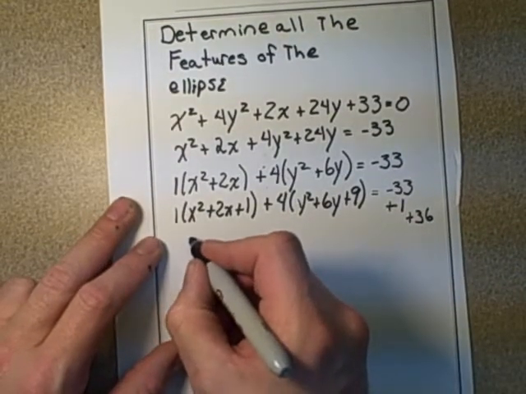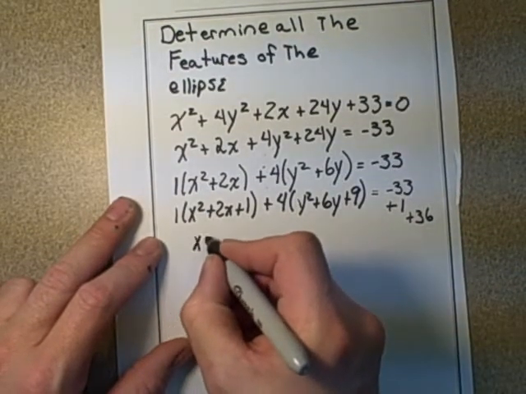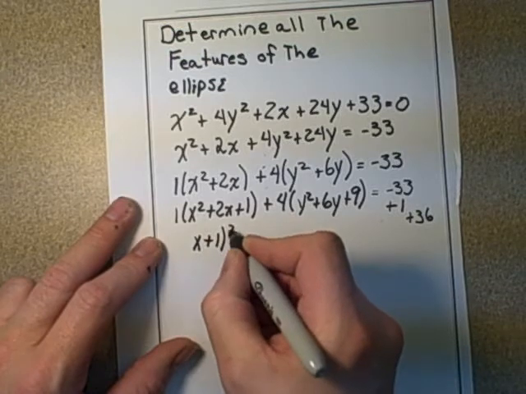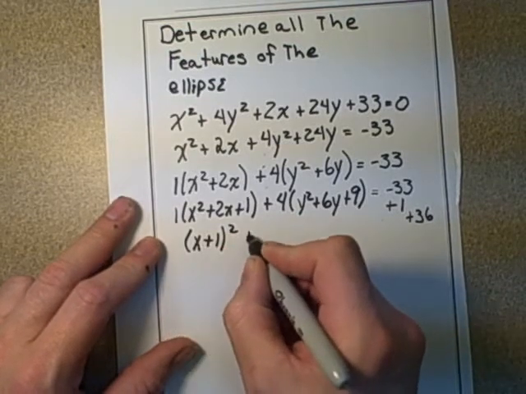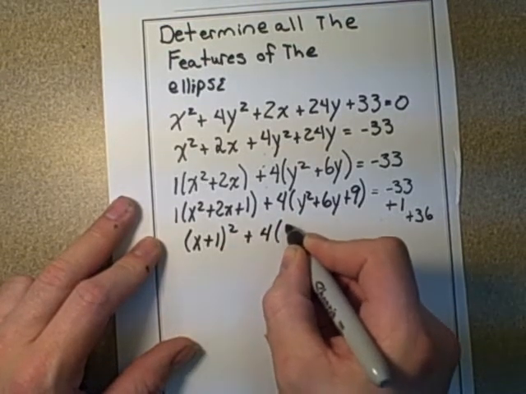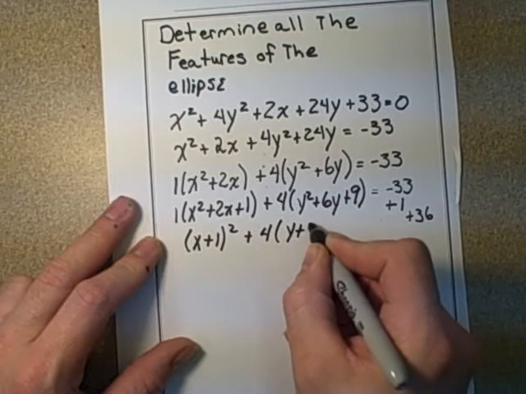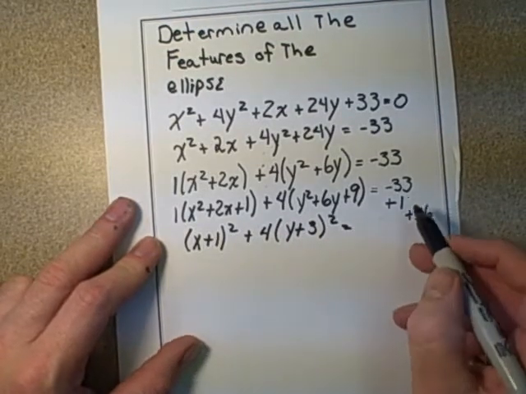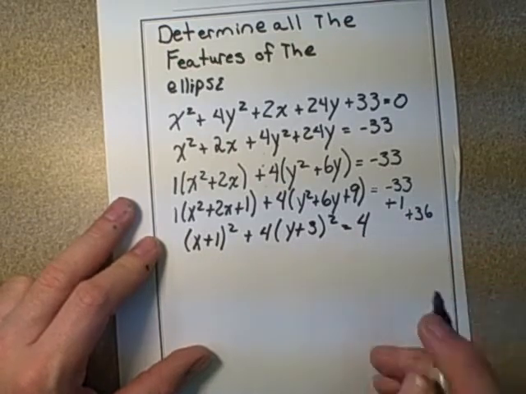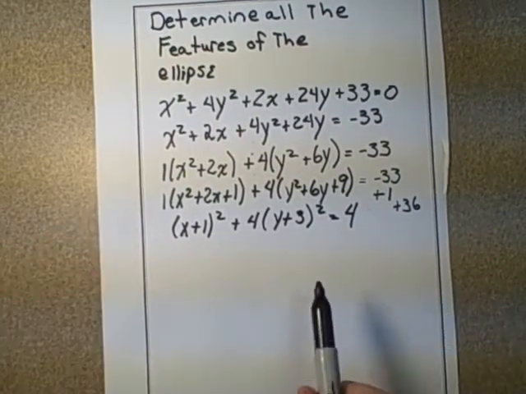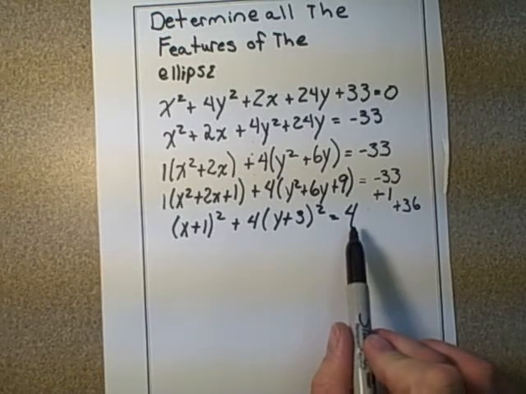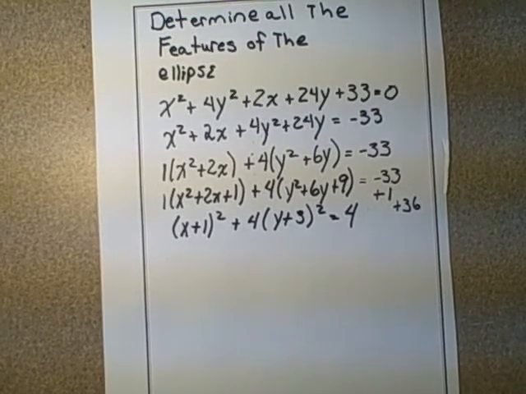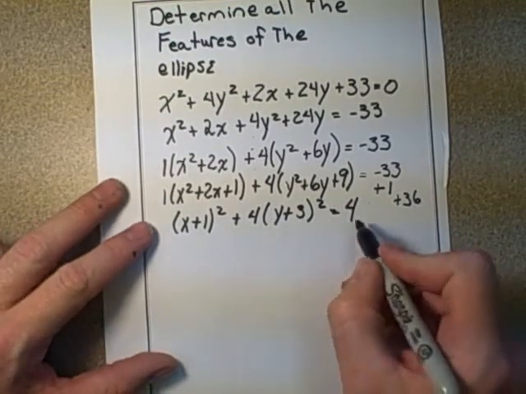So this is 1 times (x plus 1) all squared, plus 4 times (y plus 3) all squared equals, in this case, 4. Now when you're here, you have to remember that an ellipse has to equal 1. Just make sure that's still in our field of view. And it is. So divide everything by 4.